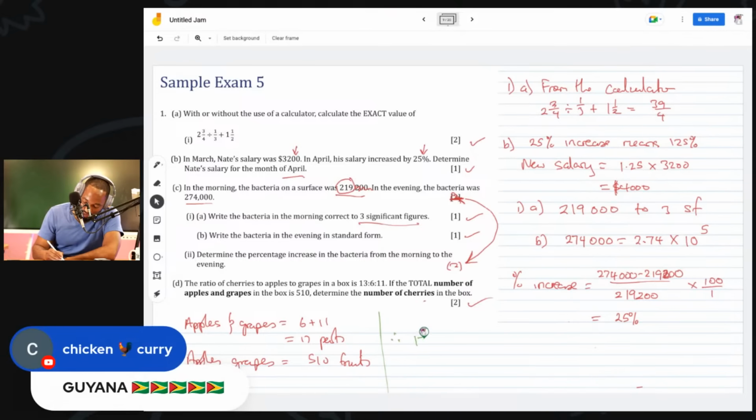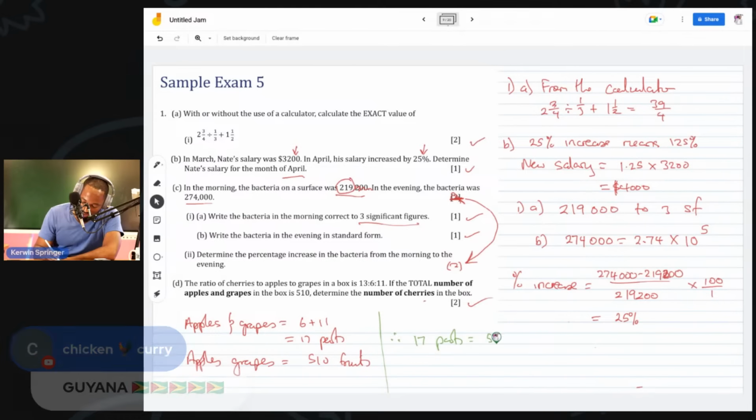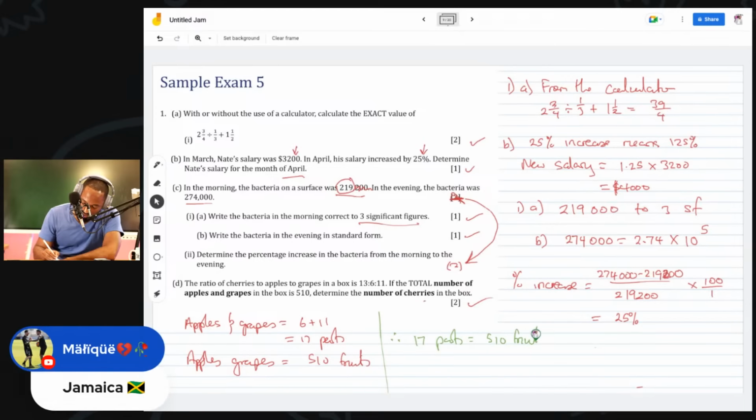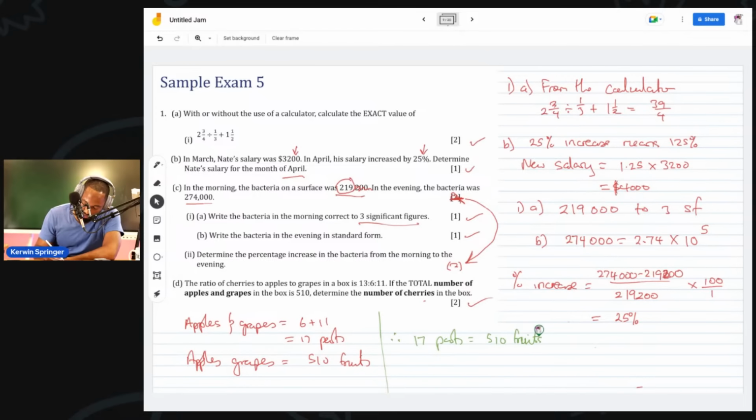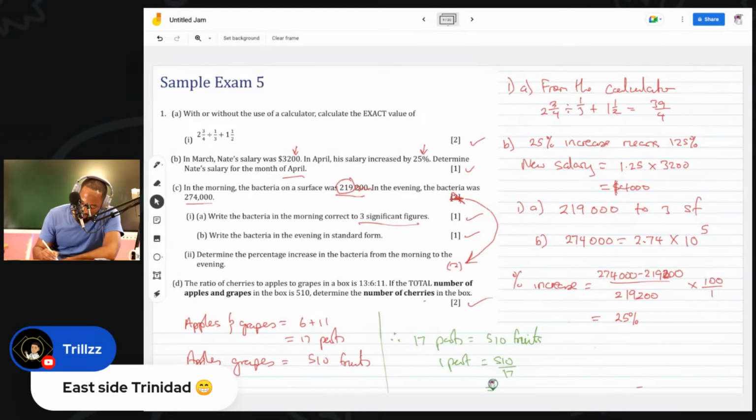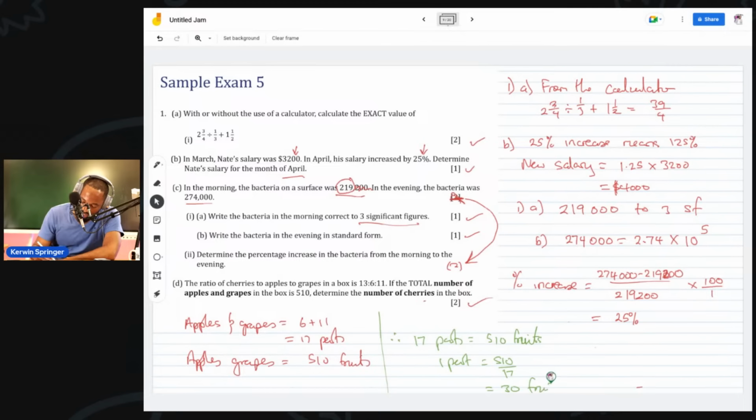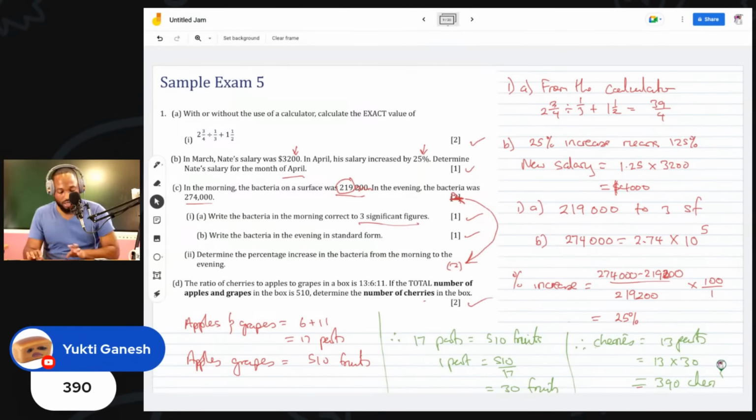Therefore 17 parts equal 510 fruits. So one part would be equal to 510 divided by 17, which is 30 fruits. And that's what I wanted, one part. So therefore cherries, which has 13 parts, is going to be 13 times 30, which is 390 fruits. And just like that, we mash up question 1.